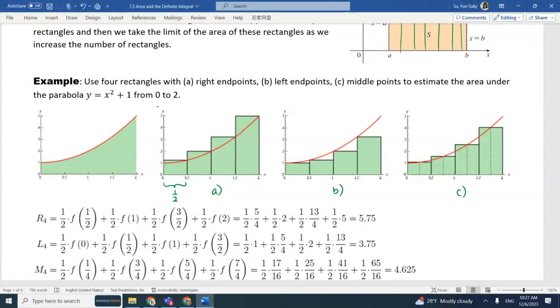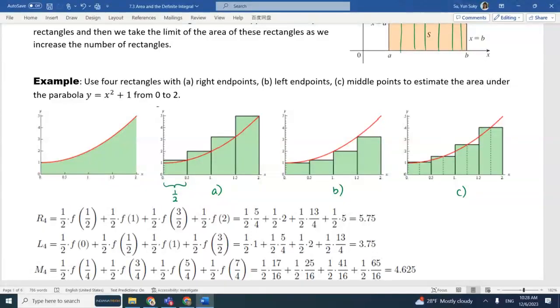Yeah, everybody? The second rectangle, we use the left endpoint. So that's f of 1/2. And the third rectangle, we use the left endpoint, which is f of 1. And then the last rectangle, we use the left endpoint, which is f of 1.5, which is 3/2. So it's very similar to what we had before, but f of 0 is 1. Okay, everybody? And we get 3.75, which makes sense.